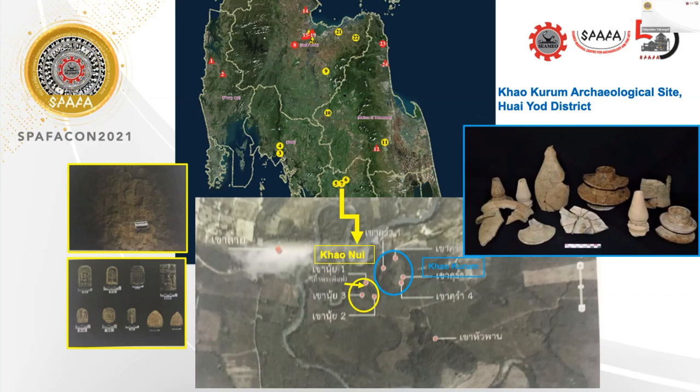Then at Khao Kuram, we found the same period of object like this. So these two sites were in the same period. So the date of the char material is quite okay, I think, and the carbonized is almost correct. I mean the dating is okay. I think it's quite good, correct. Next slide, please.